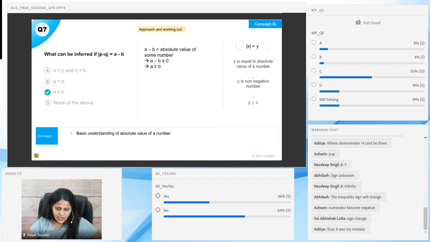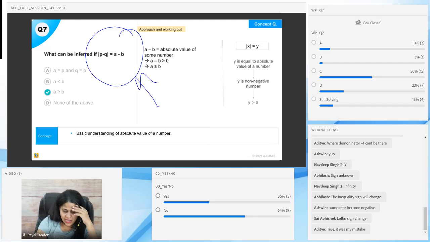Now, this one is a very interesting one. P minus Q, mod of P minus Q, and let's go to the last one here, is equal to a minus b. Now, whenever you see an expression such as this, how many of you actually got scared looking at four variables here? And then your answer choices also in terms of those variables. How many of you got scared?